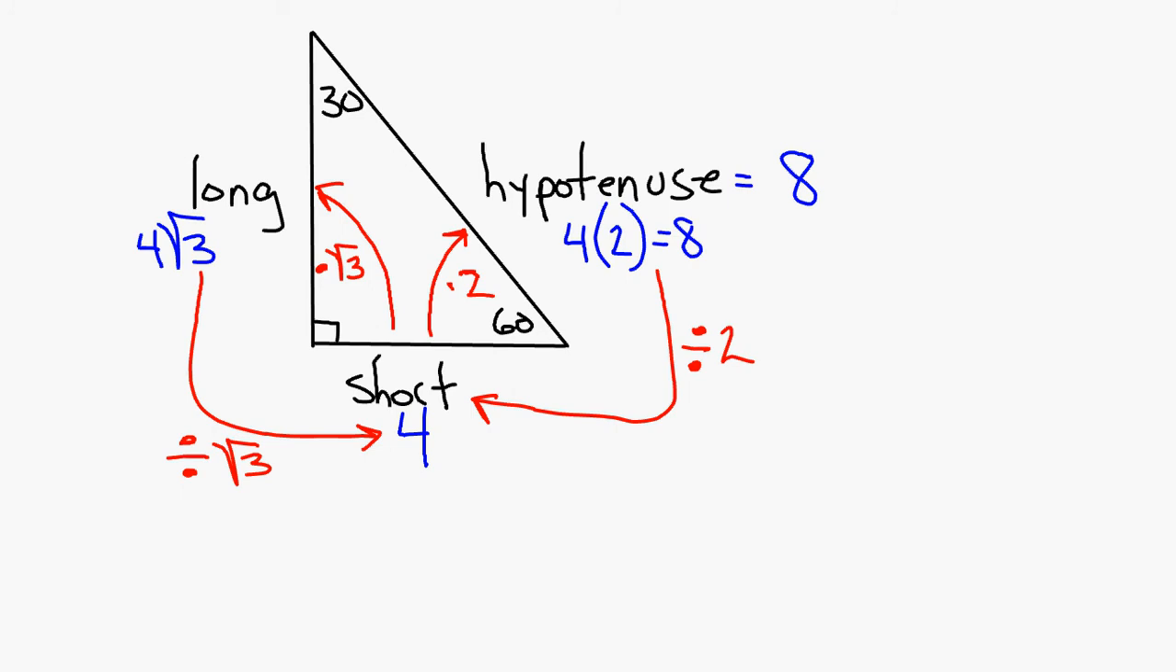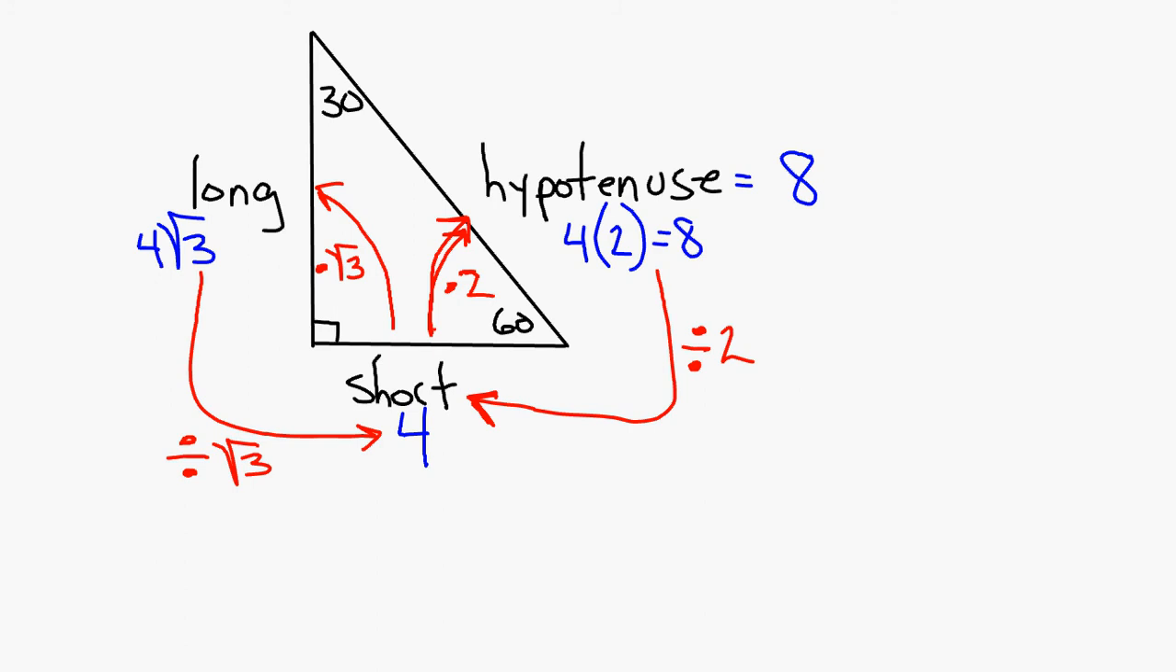What it means is that if you know the short side, and the arrow means I need the hypotenuse, I multiply by 2. If I know the short side and I need the long side, I multiply by the square root of 3. If I know the hypotenuse and I need the short side, I divide by 2. And if I know the long side and I need the short side, I divide by the square root of 3. That's what it means.